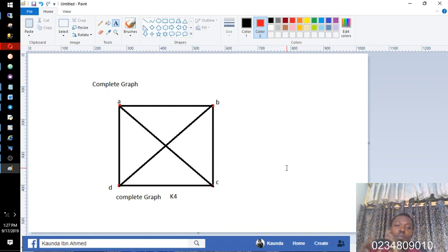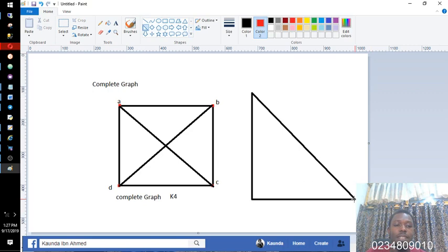Now, if I take this one, can you guess, is this complete or not?